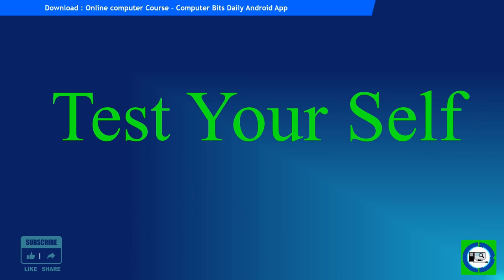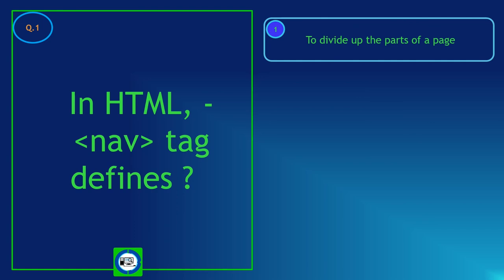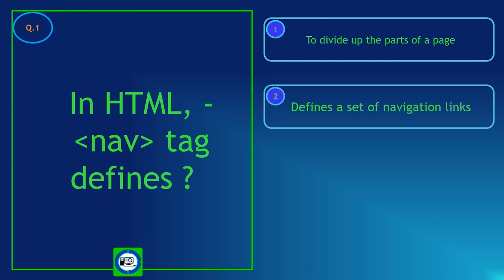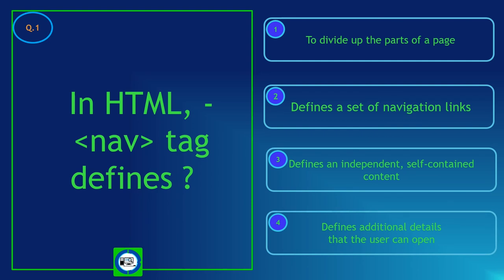Time to test yourself. Question 1. In HTML, the nav tag is used for: option 1, to divide up the parts of a page; option 2, defines a set of navigation links; option number 3, defines an independent self-contained content; and option number 4, defines additional details that the user can open. Take your time and select the right answer. I hope you have selected the right answer, and the answer is: defines a set of navigation links.